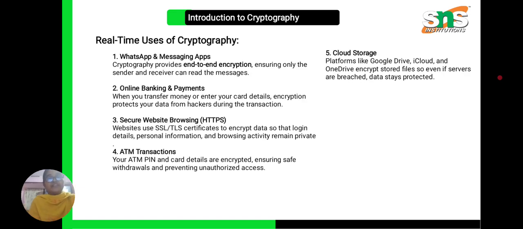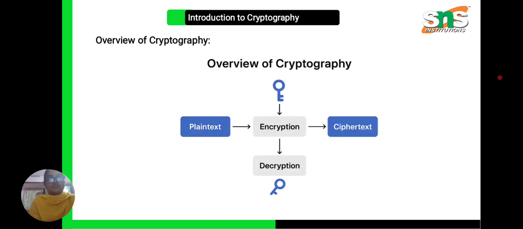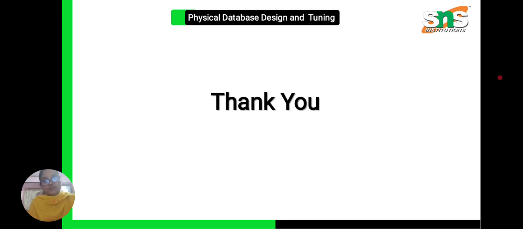These are some of the real-time uses of cryptography that we use now, like WhatsApp messages, online banking payments, HTTPS website browsing, ATM transactions, cloud storage, etc. This pictorial representation clearly explains the overview of cryptography, where the plain text is converted into a ciphertext via the two main important processes of cryptography, encryption and decryption.